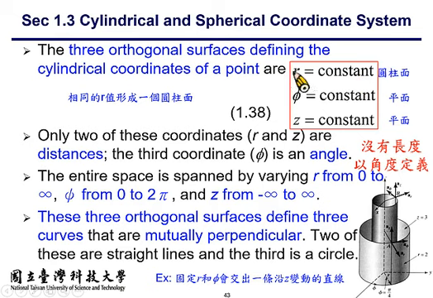Okay, so the three orthogonal surfaces defined in the cylindrical coordinate system for a point are a cylindrical surface if you have a constant r, a half-infinite planar surface if you have a constant phi, and a horizontal planar surface if you have a constant z.